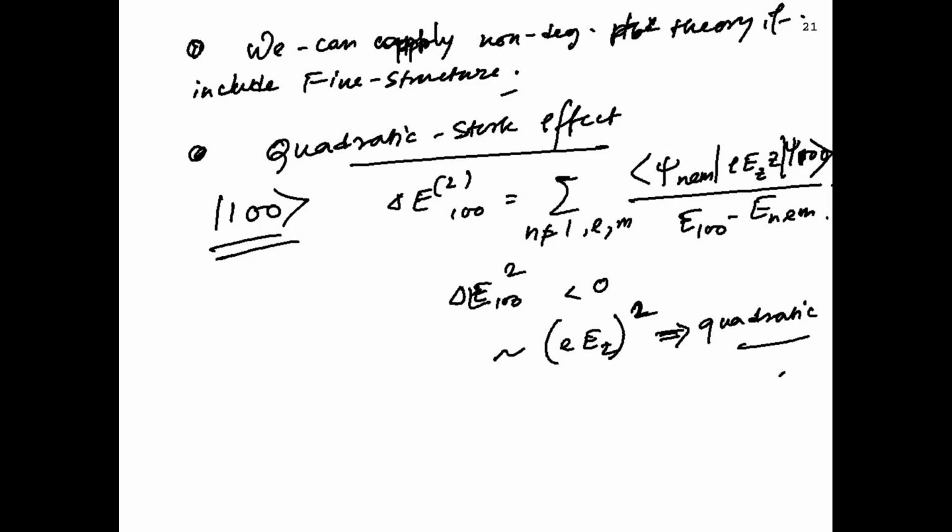So now you can do the quadratic Stark effect. We have realized that the 100 state has no linear Stark effect, but it can have a quadratic Stark effect, in other words the second order correction. When you do the second order correction, it is of order electric field squared. That is why it is called the quadratic Stark effect or the non-linear Stark effect. It is very simple and straightforward to calculate because it is a non-degenerate calculation. Okay, so that's all about the Stark effect.